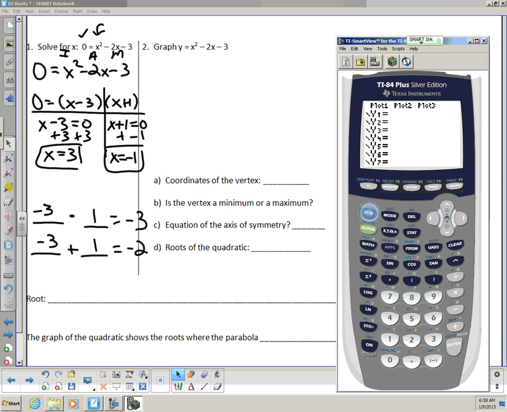If you're on the main screen here, you press y equals, and you're going to type in x squared minus 2x minus 3, and you go second graph, which gives you a table. And we said yesterday that the table has to have the same y value, top and bottom. It has to be symmetric, basically.